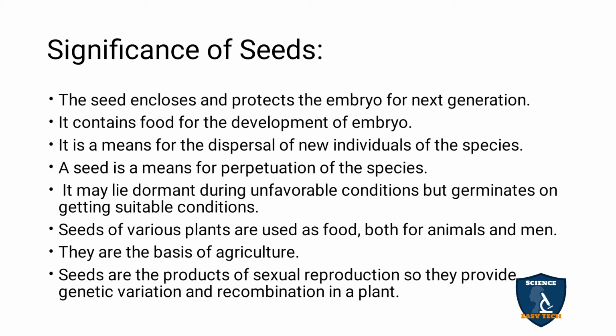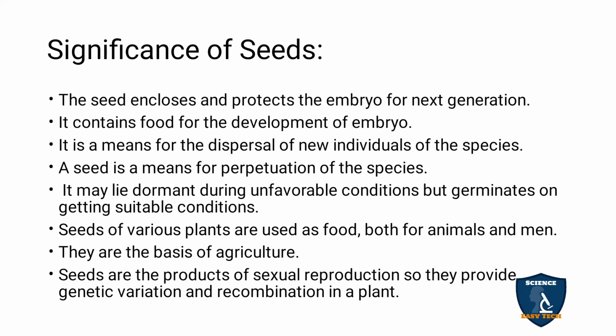It may lie dormant during unfavorable conditions but germinates on getting suitable conditions. So during unfavorable conditions, it goes under rest. It won't germinate. When the favorable conditions come, it will germinate. The seeds of various plants are used as food both for animals and men. So they are edible also. They are the basis of agriculture. The seeds are the products of sexual reproduction. So they produce genetic variation and recombination in plants.